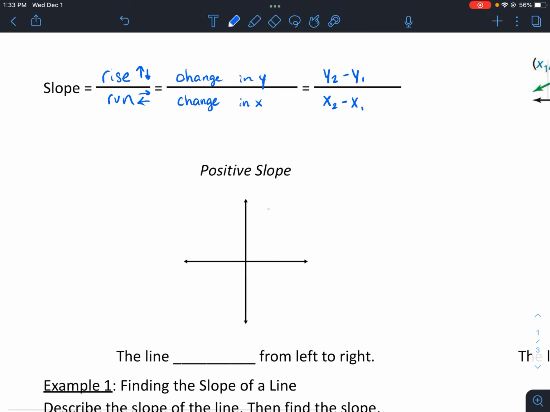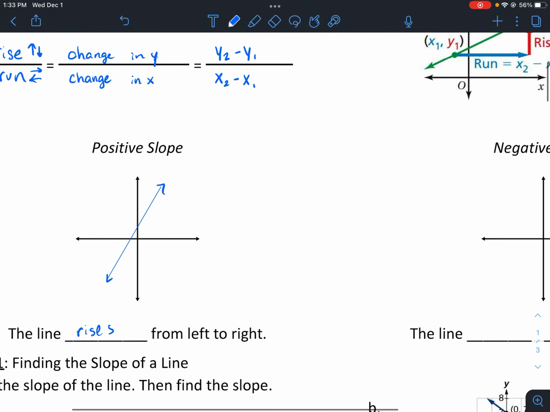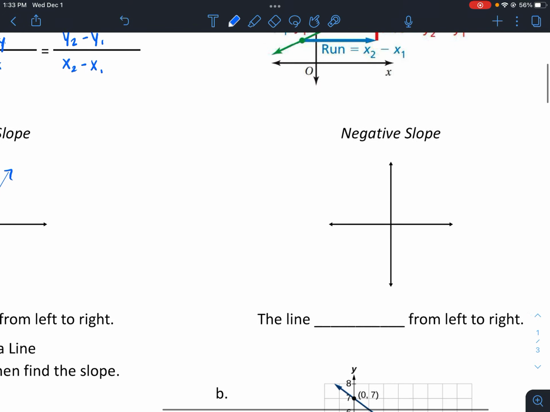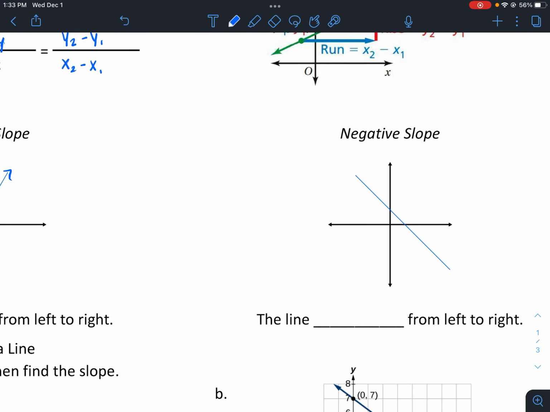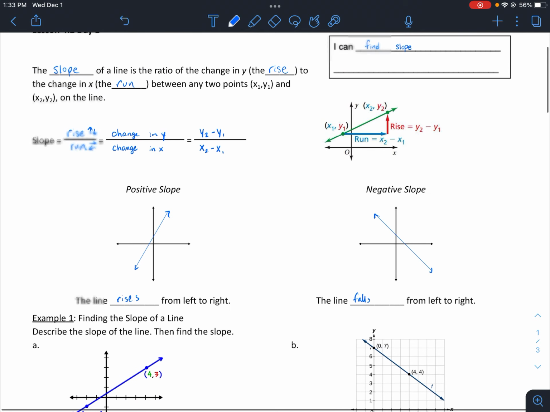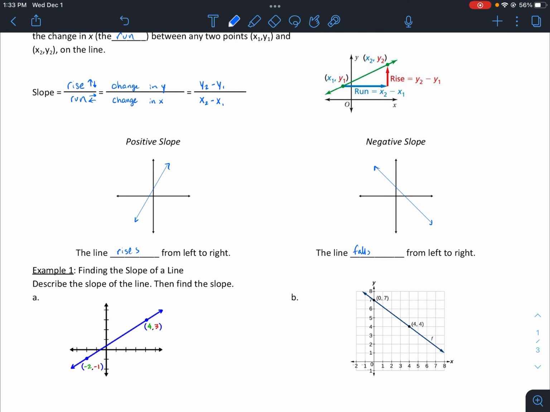An example of a positive slope is if something rises from left to right. So notice how this line rises, or it increases, or the slope goes higher and higher from left to right. A negative slope would be the opposite. This is if the line falls from left to right. Notice how this line would fall. This is what we call a negative slope and a positive slope.